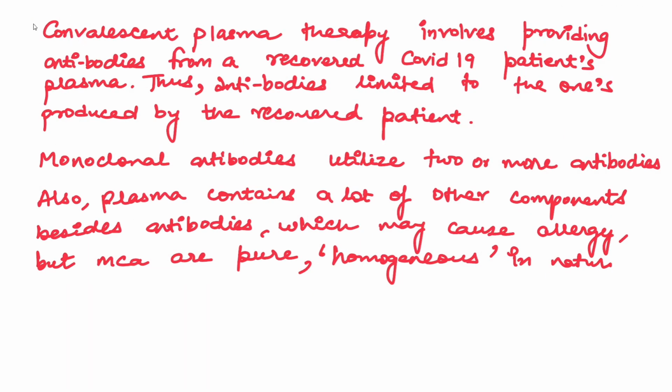Now let us read about the convalescent plasma therapy. So convalescent plasma therapy involves providing antibodies from a recovered COVID-19 patient's plasma. Thus, antibodies limited to the ones produced by the recovered patients can only be transferred to the new patient. On the other hand, monoclonal antibodies utilize two or more antibodies. Also, plasma from a person contains a lot of other components besides antibodies, which may cause allergy. But monoclonal antibodies are pure and homogeneous in nature.